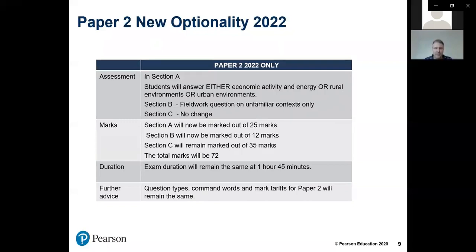So back to paper 2, we've lost a topic. We're assessing half the amount of content, so we go from 50 marks in section A down to 25. Section B, we're not assessing familiar fieldwork questions, so we go from 20 marks down to 12 marks. And section C, as I say, no change, so that will remain marked out of 35. So the total marks of the paper will now be 72.